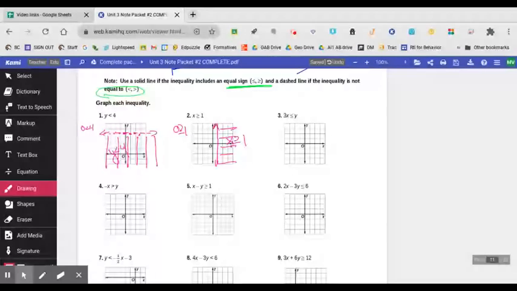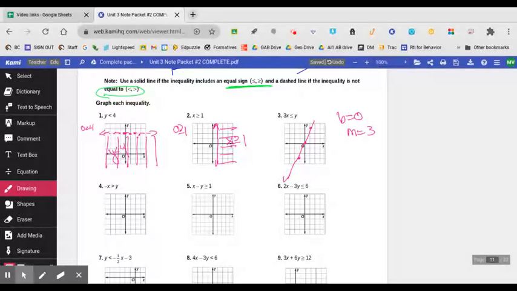Number 3, 3x is less than or equal to y. So that has a y-intercept of 0 and a slope of 3. So I start at 0 and I go up 3, over 1. Do the same thing backwards, down 3, left 1, and I get this line.